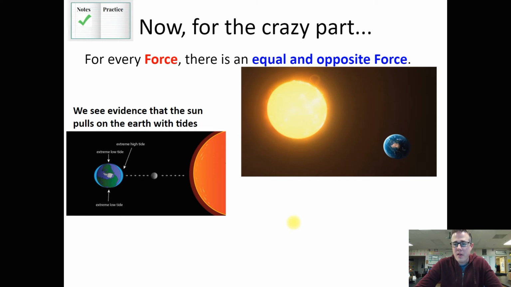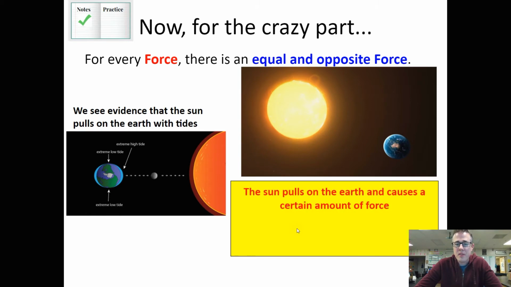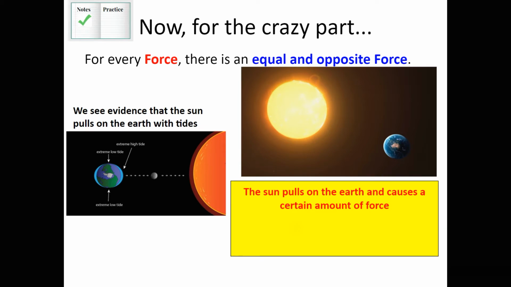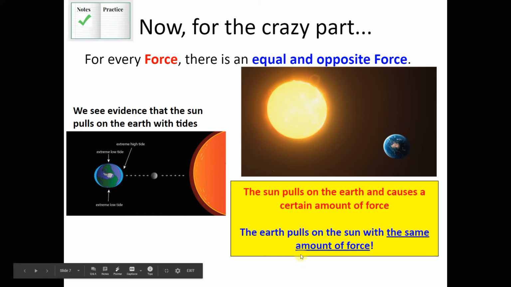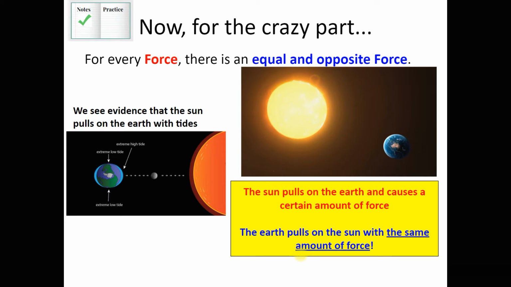So I've got the sun and the earth, obviously not to scale, but I want you to think about how there are pushes and pulls on these two things. The sun pulls on the earth with a certain amount of force because of gravity. So gravity causes forces. We've already talked about that. And so the sun is going to pull on the earth. But here's the thing. Newton's third law says that the earth also then has to pull on the sun with the same amount of force, because of Newton's third law.